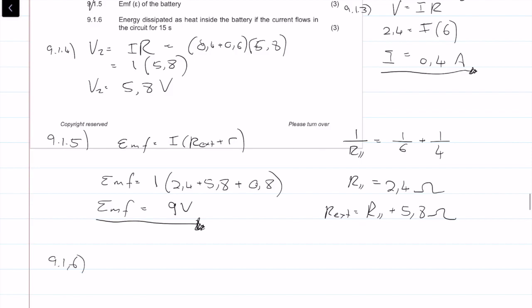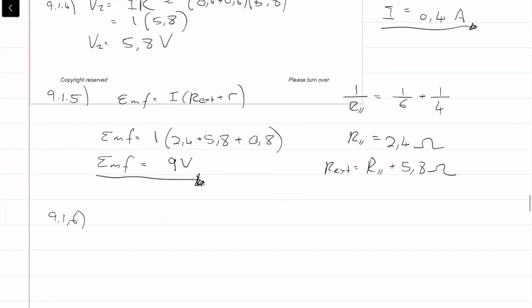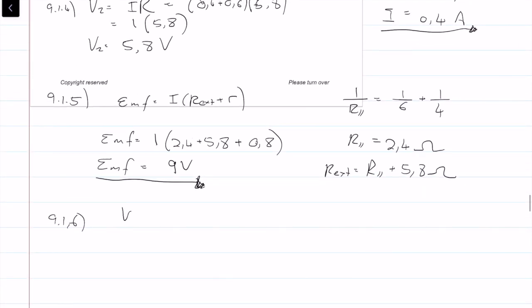9.1.6, calculate the energy dissipated as heat inside the battery if the current flows in the circuit for 15 seconds. There are a number of ways we can go about this, but we're mostly worried about the battery. So the heat generated, or the work, is equal to I squared R in the battery, which is our small r, times delta T. So I squared is 1 squared, times R, which is 0,8, times T, which is 15 seconds, and we get that the heat dissipated is equal to 12 joules.